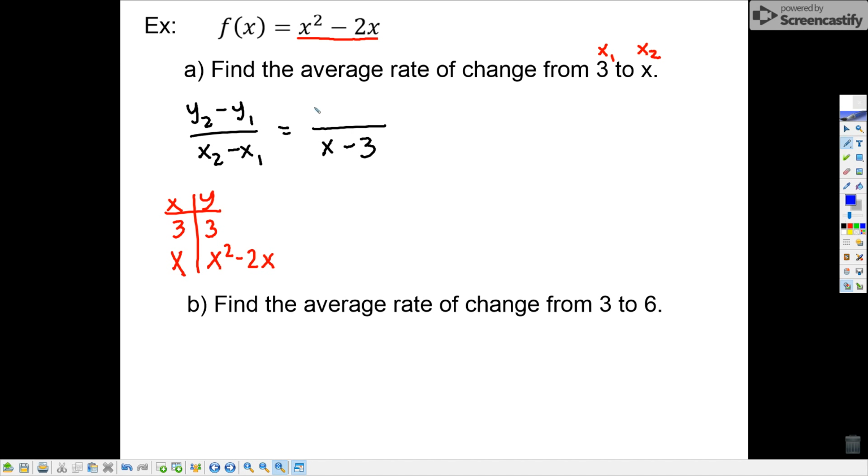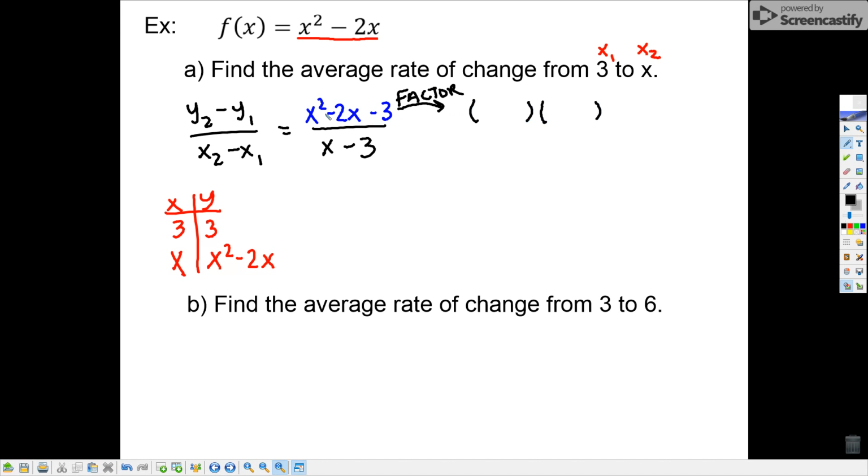So I have x squared minus 2x will be my y2, and then minus 3, so we subtract y1, so 3 is our y1. Now, this problem, you do need to simplify. So I do need to factor this top, or the numerator. So x squared minus 2x minus 3, just a little refresher on factoring.